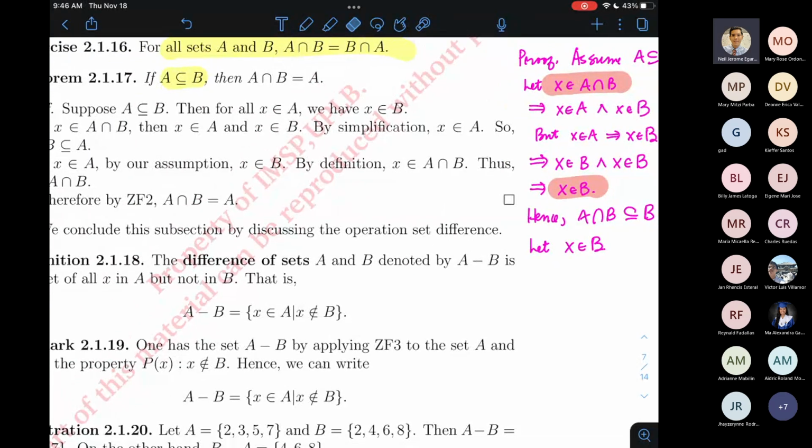Yes, Mitzi? Sir, since po yung X is an element of B, we can add X element of A po by addition po. Oh, but remember, Mitzi, ang addition ay OR, yung nadadagdag. Oh, okay po. Hindi pa ako sure na si X ay element ni A, right?